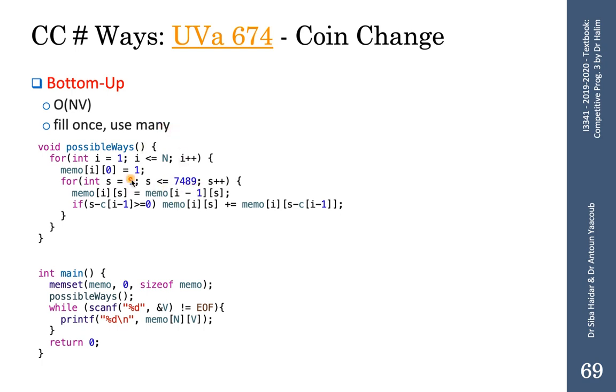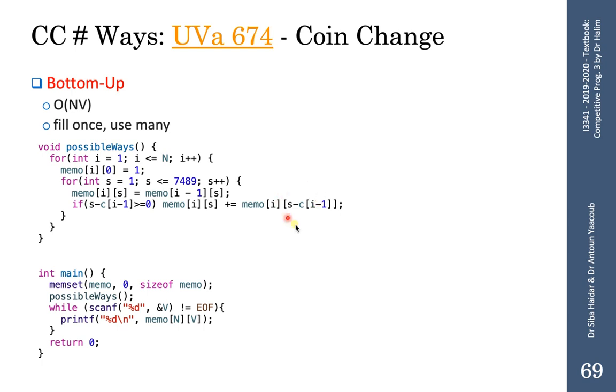So this is a two-dimensional memo table, and memo of i, s is at initialization memo of i minus 1, s, and if we remove the value of the coin i minus 1 from s, it will still be a positive value. Then I will add the case in which the ways, so I will add the number of ways possible when I remove it. So the number of memo of i, s minus c of i minus 1, which is the value of the coin.